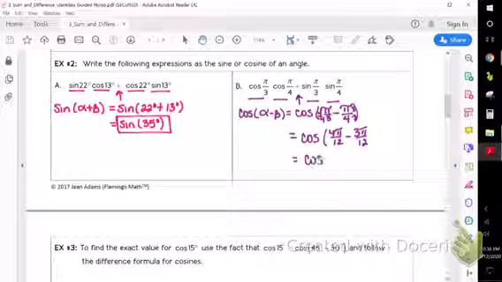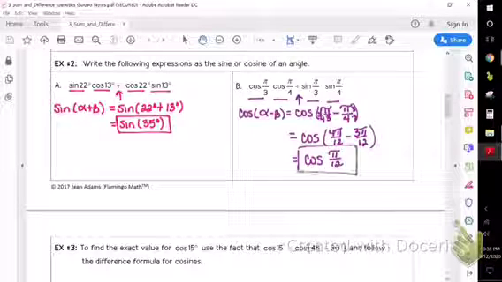And we get cosine. 4 pi minus 3 pi is pi over 12, which is not on my unit circle. So there is my solution.